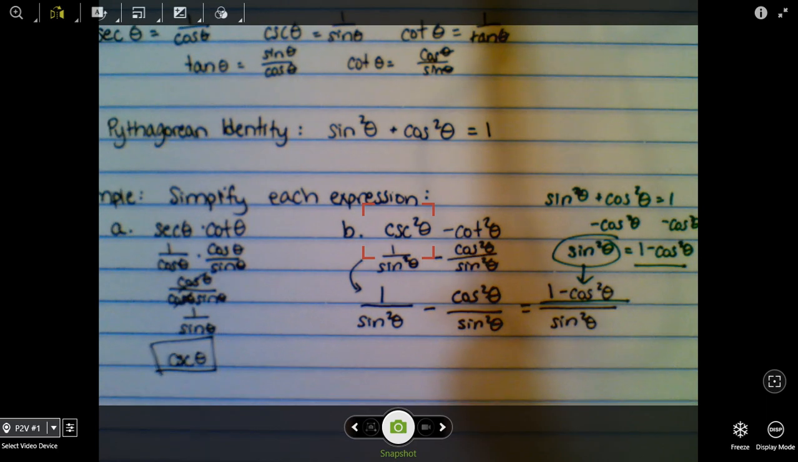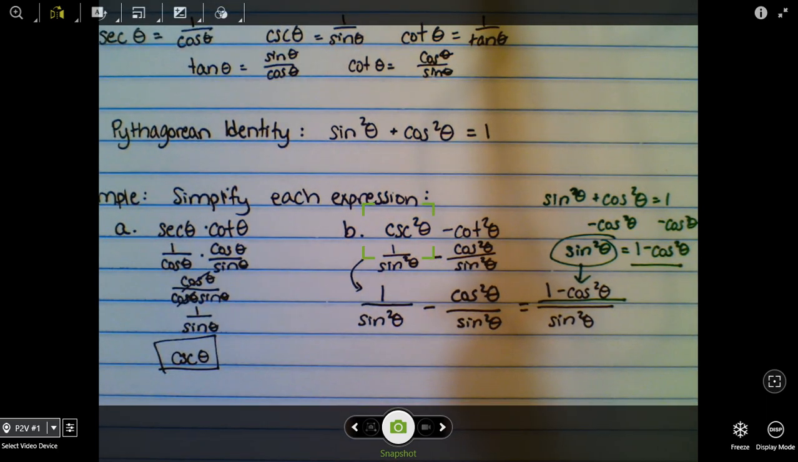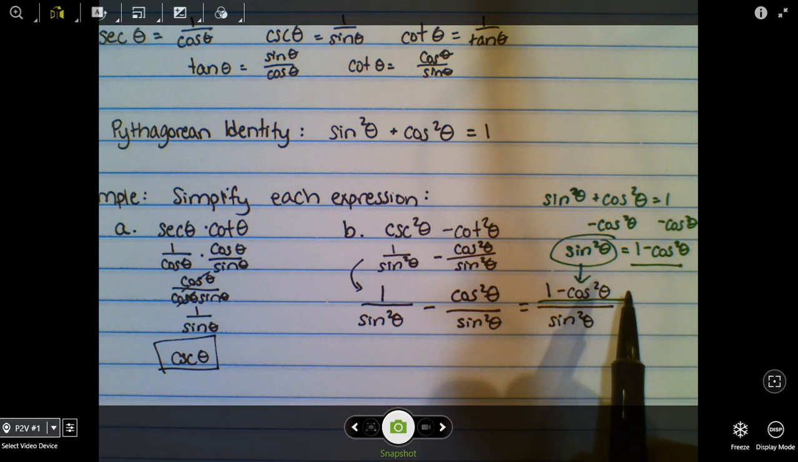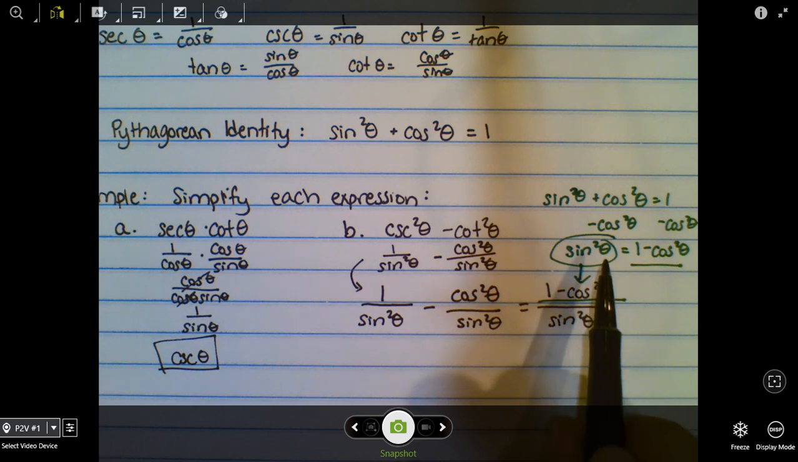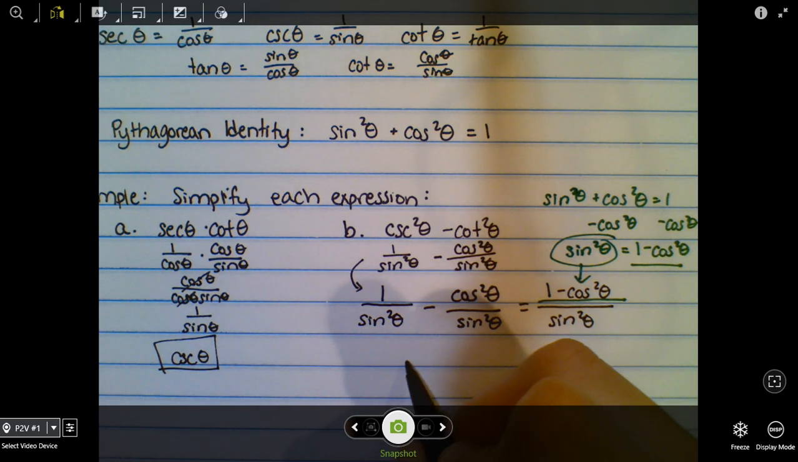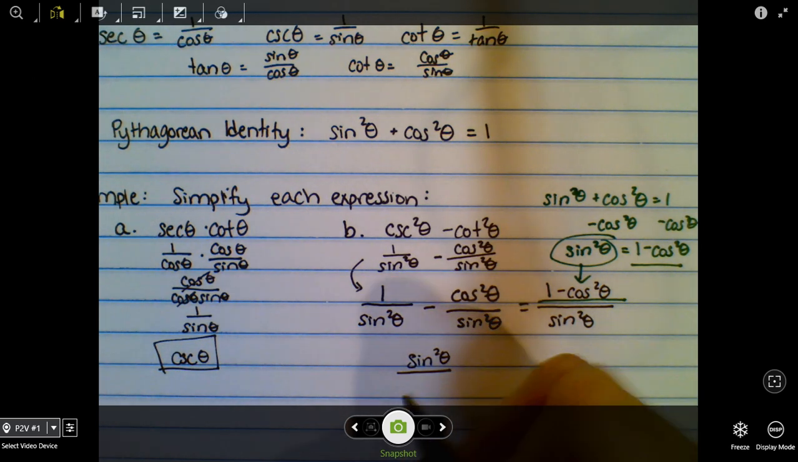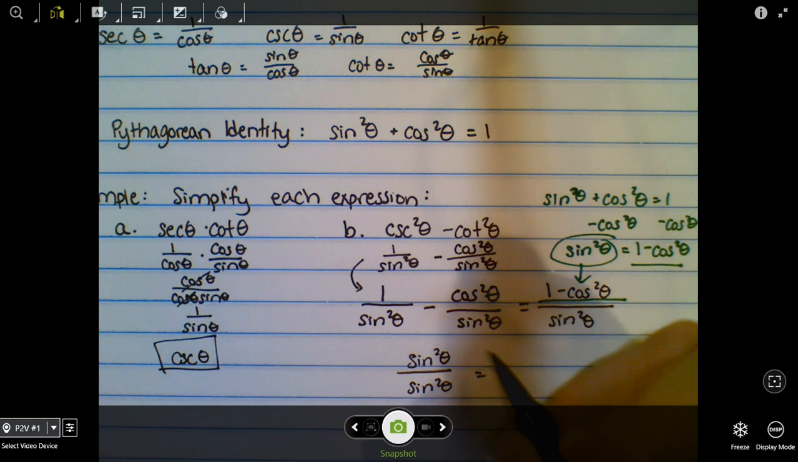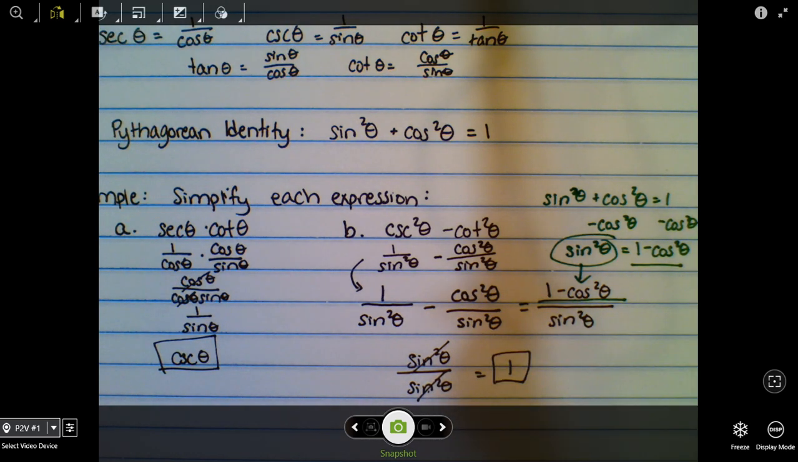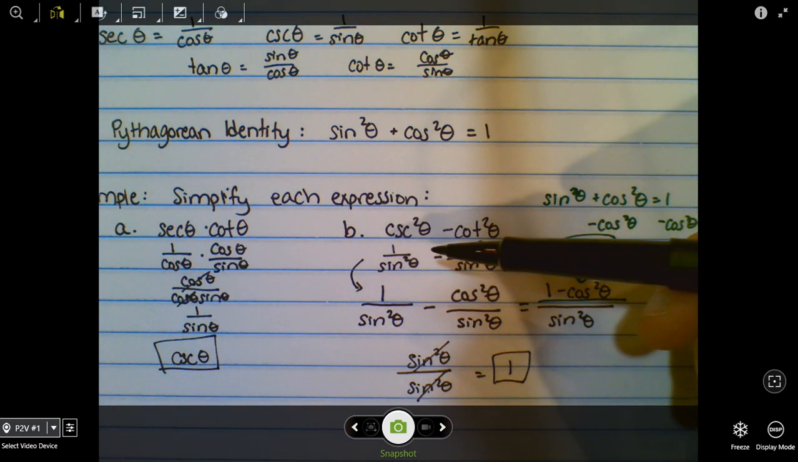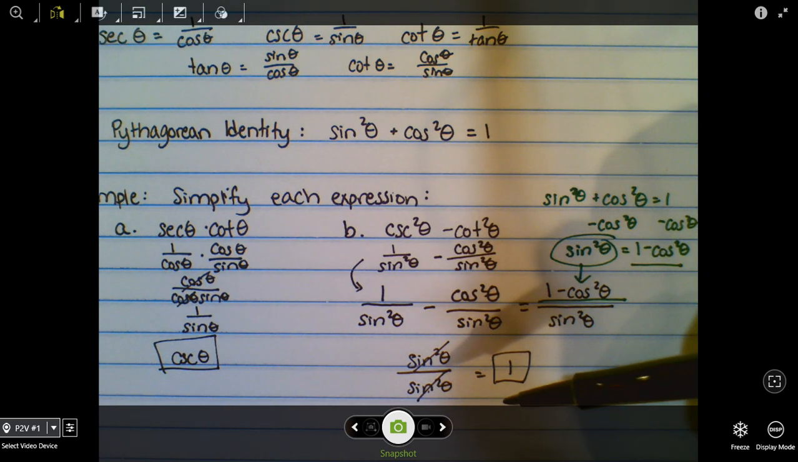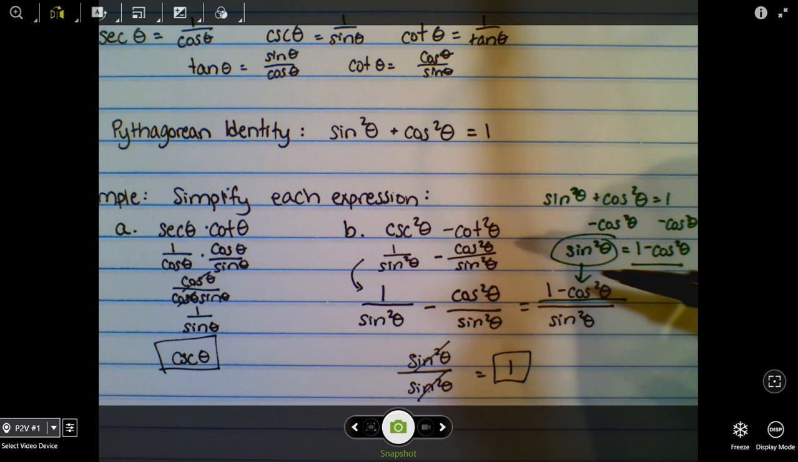See if I can get that to focus a little bit better. There, that's a little bit better. So I'm replacing this 1 minus cosine squared with sine squared over sine squared theta. So all of that cancels out, and my final answer is 1. How crazy is that? So we started off with cosecant squared minus cotangent squared, and after all that work, it's just 1.